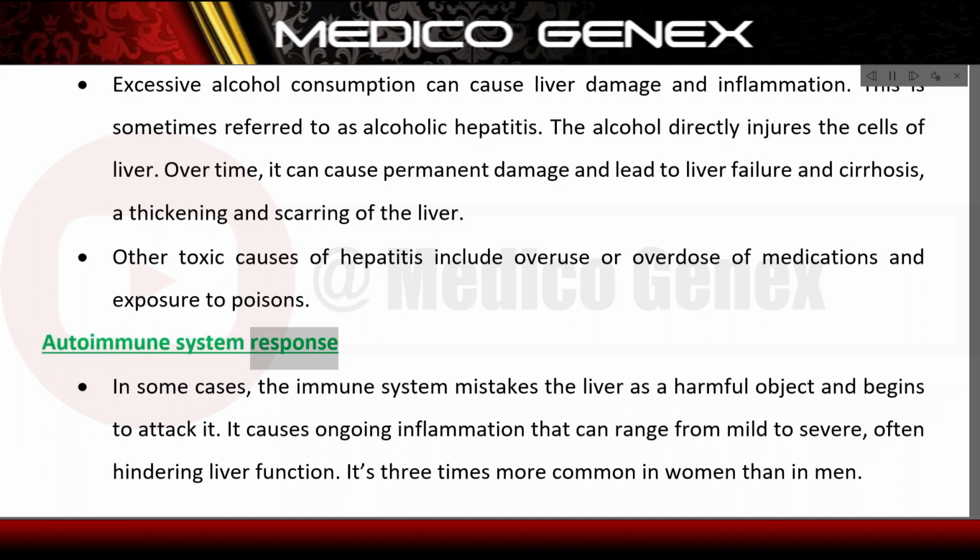Autoimmune system response. In some cases, the immune system mistakes the liver as a harmful object and begins to attack it. It causes ongoing inflammation that can range from mild to severe, often hindering liver function. It's 3 times more common in women than in men. Pathophysiology.